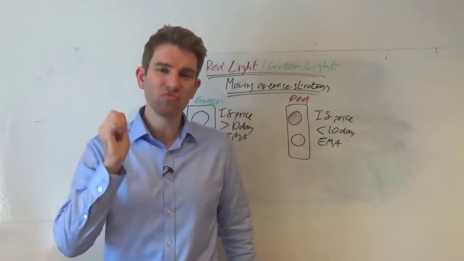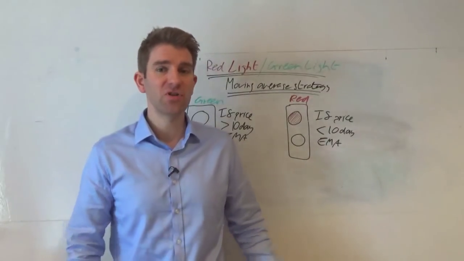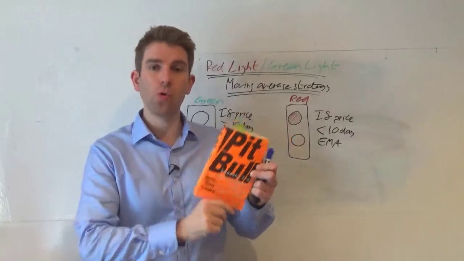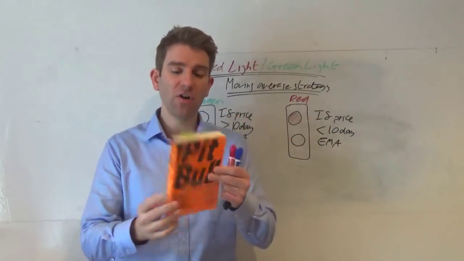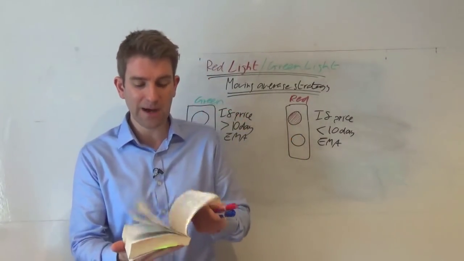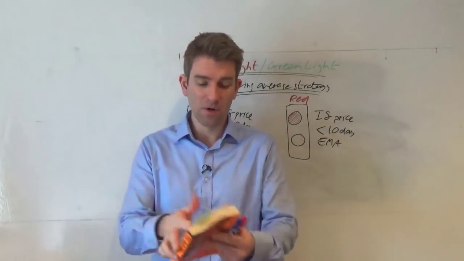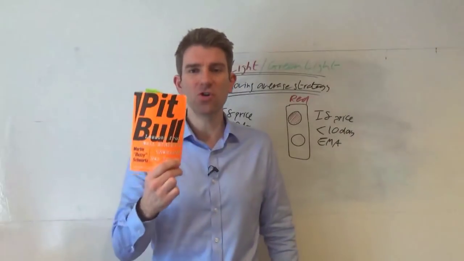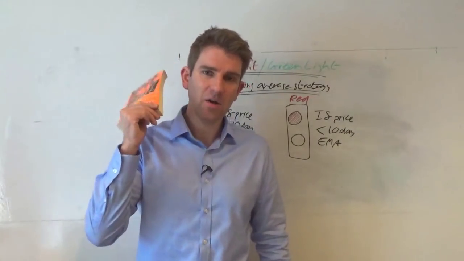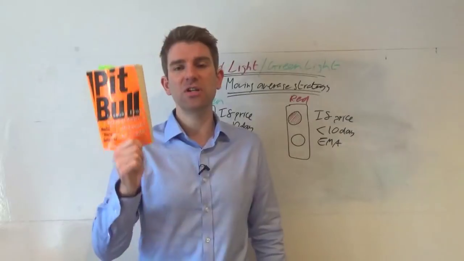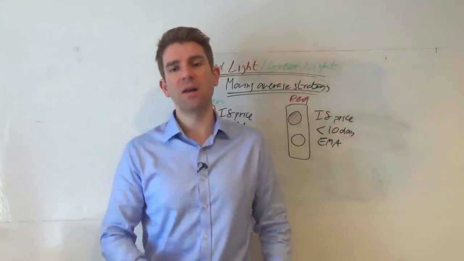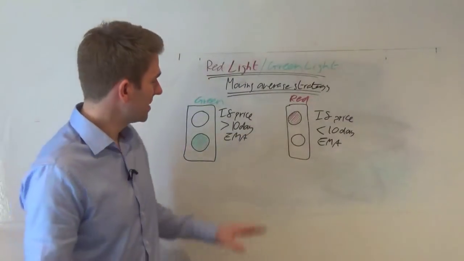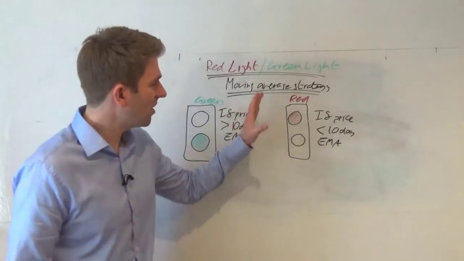Okay, so this red light, green light, moving average strategy came from this book, Pitbull by Marty Schwartz. Great book. If you haven't read it, I thoroughly recommend it. It's a story about Marty Schwartz going from the pit to electronic trading. Really, really good. This is real world trading, guys. He's setting his own strategies, doing his thing, and making money out of it. Anyway, in that book, he mentions this strategy, which he calls the red light, green light.